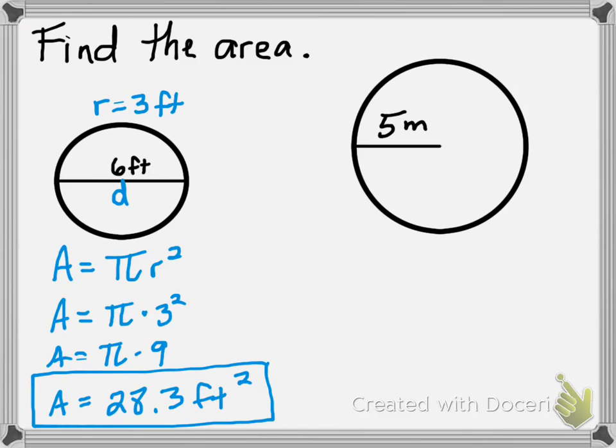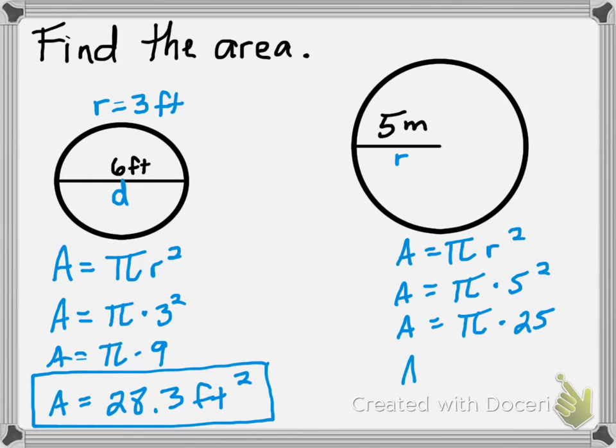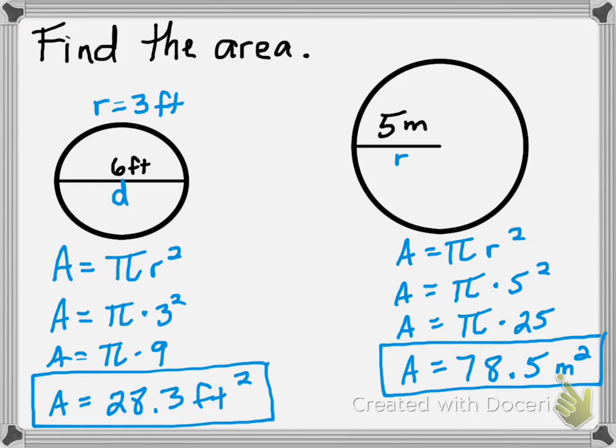Alright, in the next circle, I have again, the formula for area of a circle is area equals pi r squared. This time, they did give me the radius, so I can use it. Pi times 5 squared is pi times 25. So area equals 78.5 meters squared. Okay, so we're just plugging it in using the formula just like we did for area of everything else.